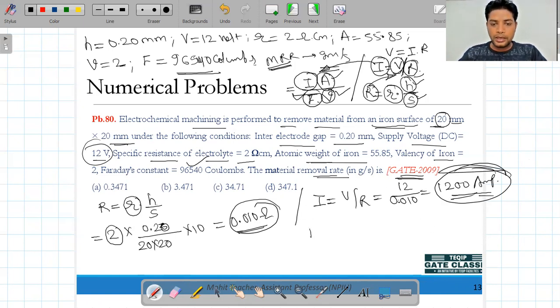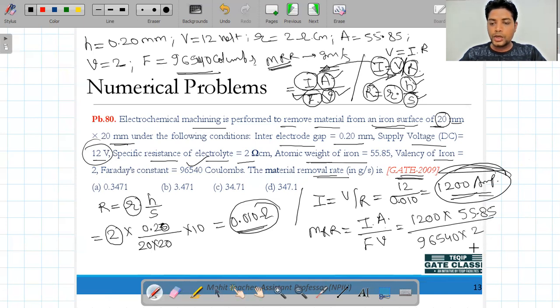So next, all the values are given and we have calculated. So just calculate the value of MRR, that is I into A upon F into V. So I is now 1200 into A, which is 55.85, upon F, that is 96,540, into V, which is 2. So just get the value. When you calculate this value, I have also calculated, so I am getting 0.3471 gram per second. Okay, so this is the value that I am getting. The option will be in gram per second only, so the option will be A.